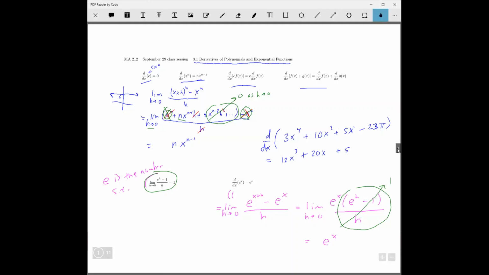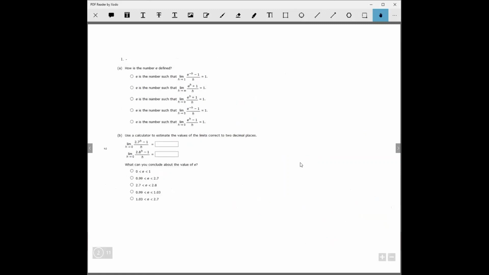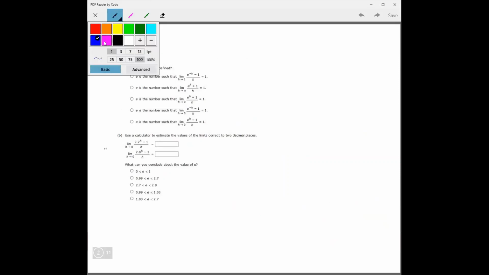Okay, so let's go into some homework. Let's go ahead and do the first one. From the previous page, we said that it's defined this way right here: e to the h minus 1 over h equals 1. This is an idea of how you would define that.